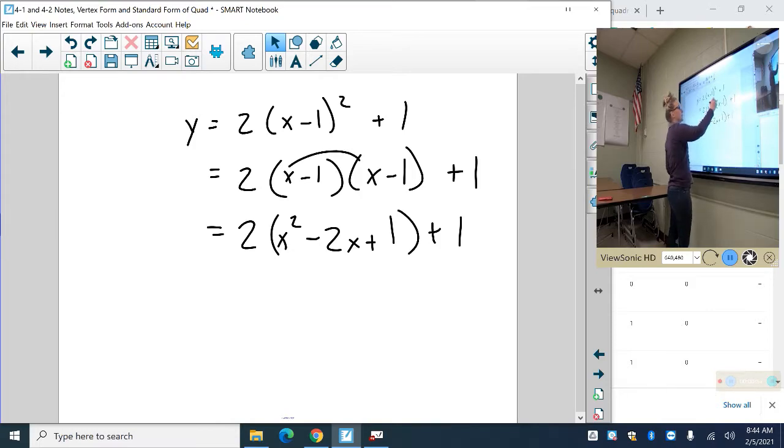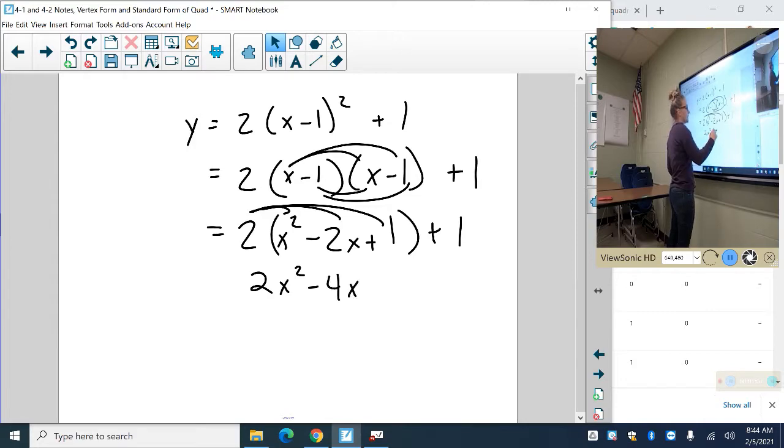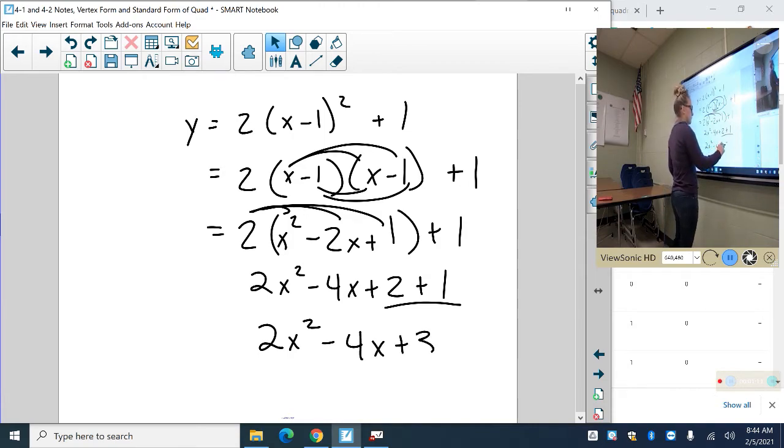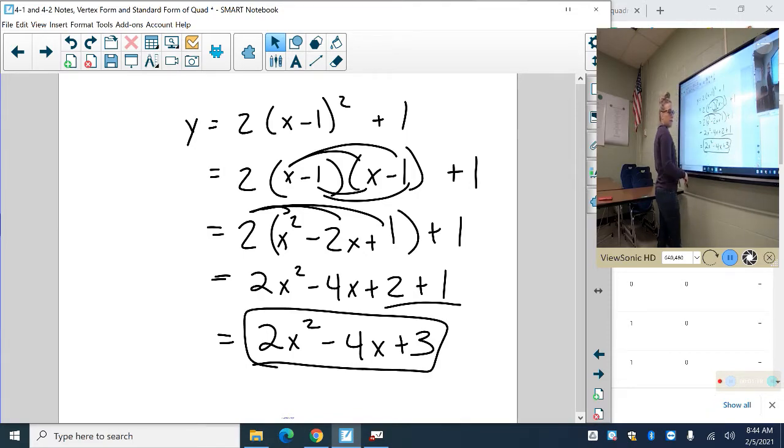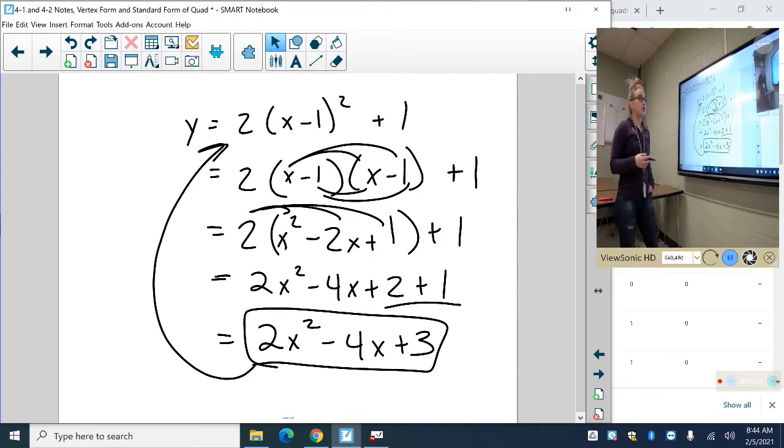So all I did was first, outside, inside, last. Multiplied them, combined like terms, and then distribute. So I have 2x squared minus 4x plus 2 plus 1, and then just combine like terms. So basically what they're saying is this equation is the same thing as this, just written differently, which it is.